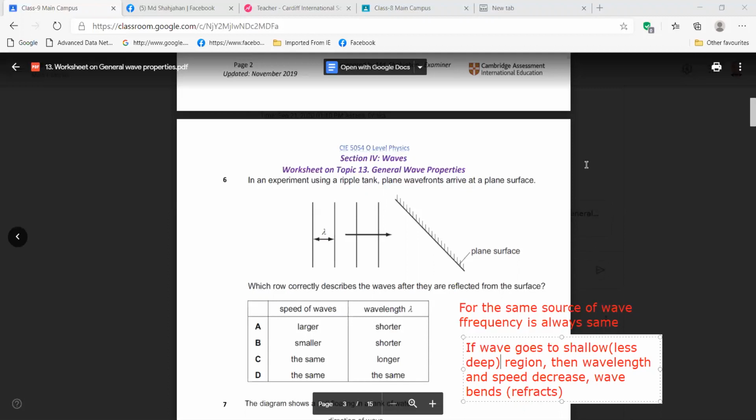We have this formula already, you got V equals F lambda, right? Yes, sir. So if frequency is same, then wavelength decrease, that means speed also decrease. Now for this medium, the answer is D, reflection. For reflection, it's returning to the same medium, so speed is same, wavelength is same, frequency is always same. You got the explanation? Yes, sir. Okay, thank you so much.